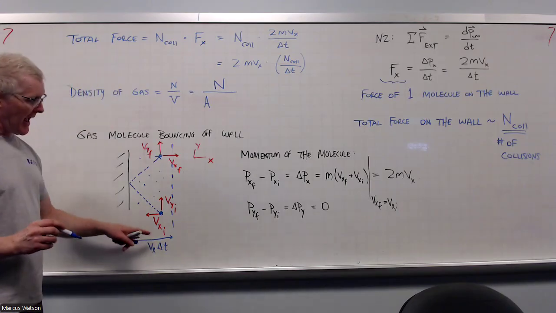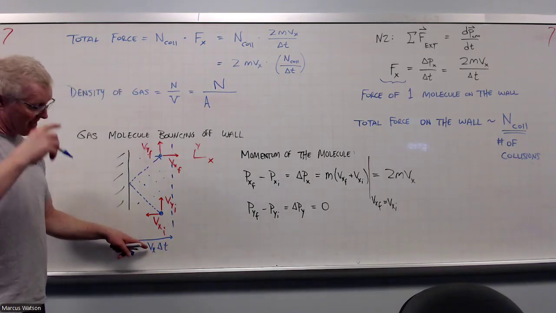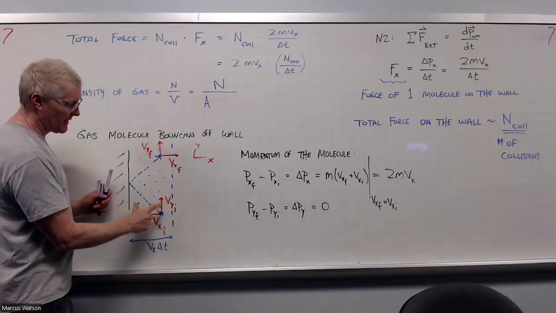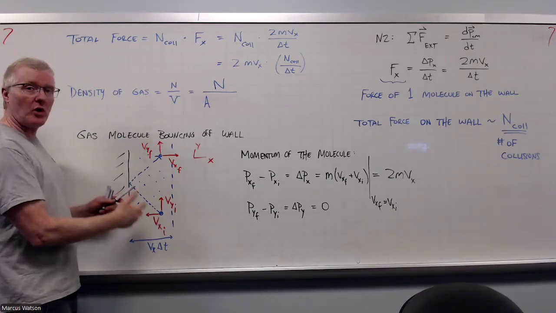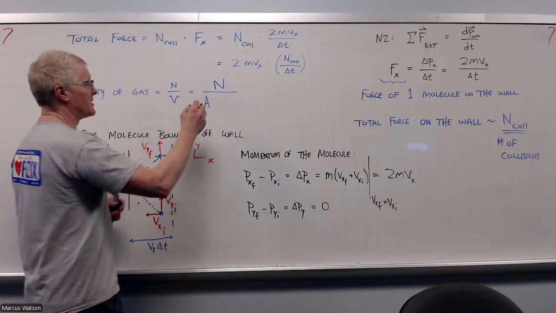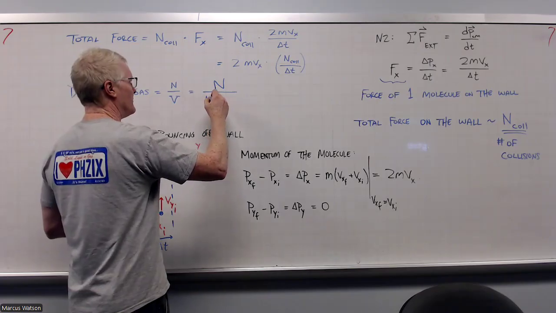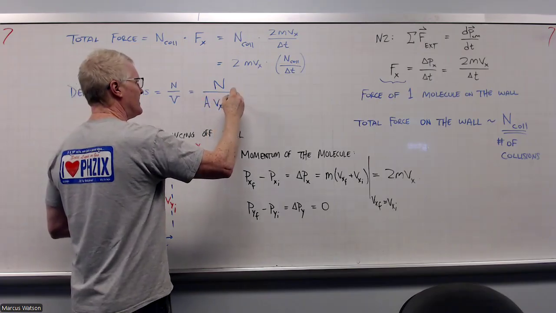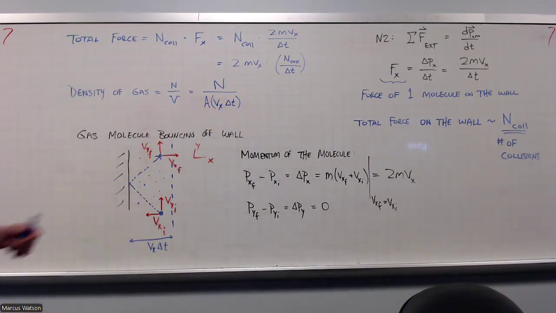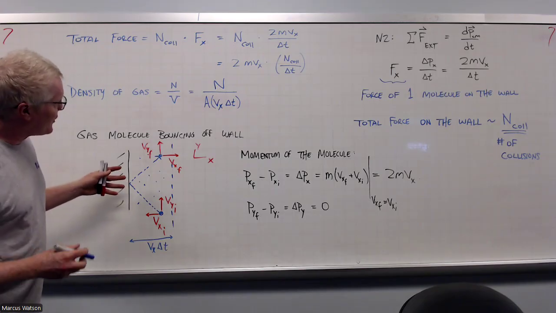In other words, any molecule that has this Vx in it, if I choose a time large enough, any molecule that has a Vx to the left will hit the wall in this time interval. Okay? So this is going to go into Vx times delta t for the area times the length, and that gives me a volume.